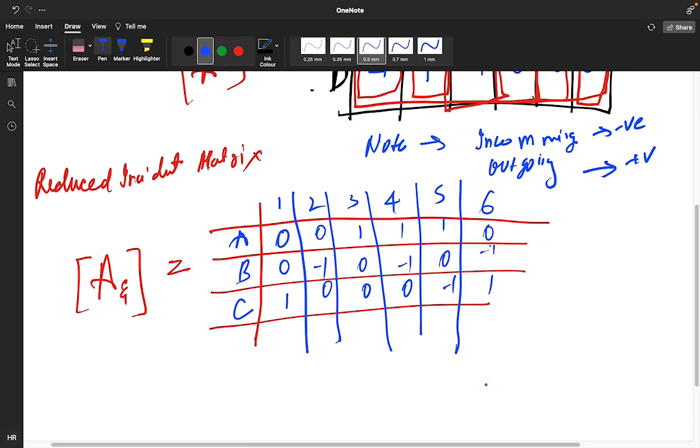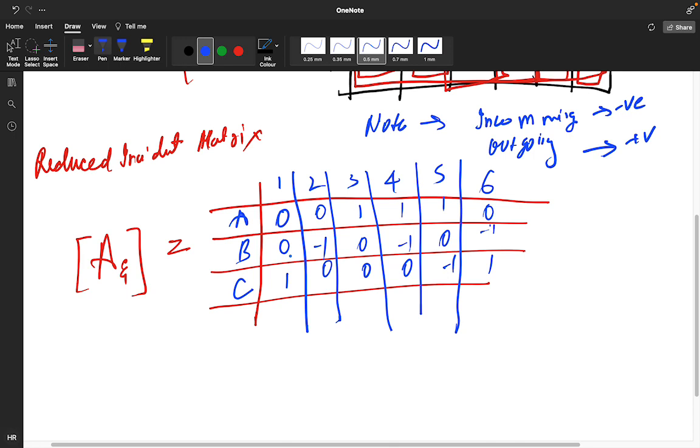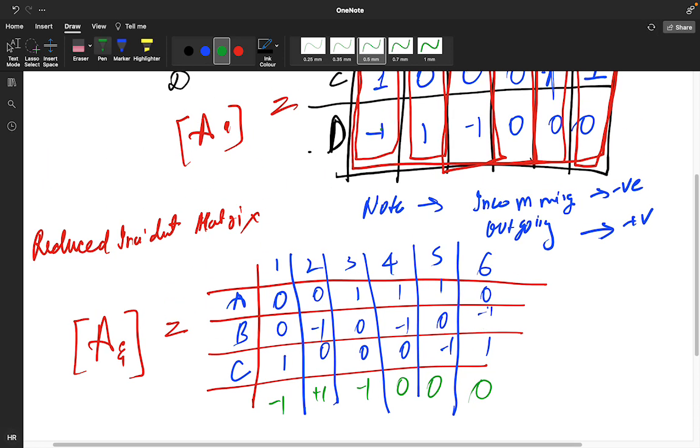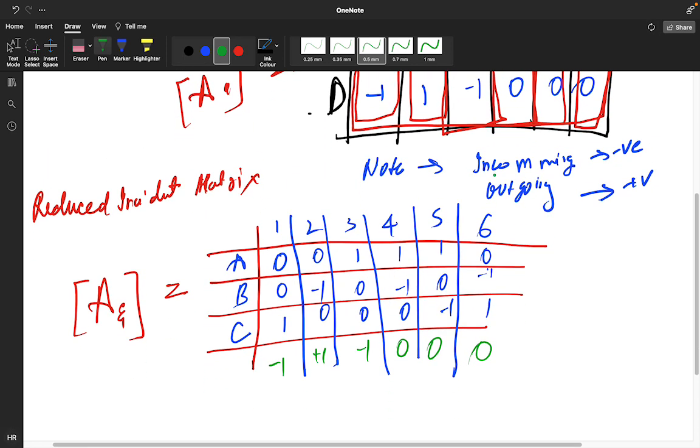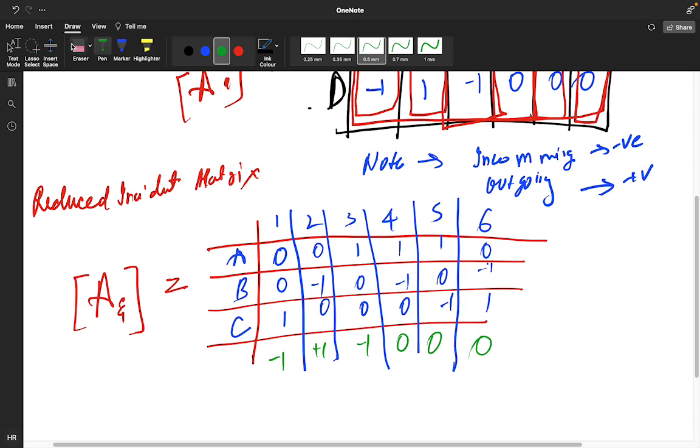So why did I ignore it? Because we know the summation is 0. So the missing values are minus 1, plus 1, minus 1, 0, 0, 0. Check it. We are getting minus 1, plus 1, minus 1, 0, 0, 0. So we can directly ignore it. In examinations, if they give you a reduced incidence matrix, one opposite sign will be present, right? One opposite sign will be present.